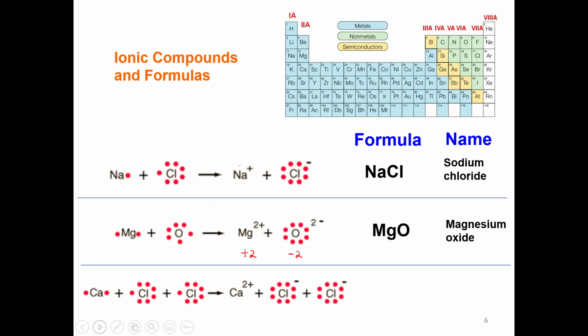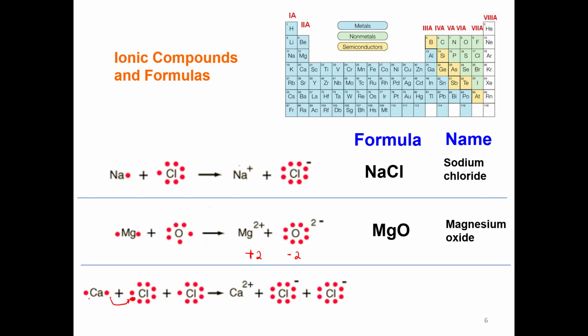Now, what happens if these two react? If one atom of calcium reacts with one atom of chlorine, then calcium will transfer 1 electron to chlorine. In this way, chlorine will be stable because now chlorine has the electron configuration of argon. But what happens with calcium? Calcium is not stable because calcium needs to lose 2 electrons in order to have the electron configuration of argon. This is why we need 1 more chlorine.